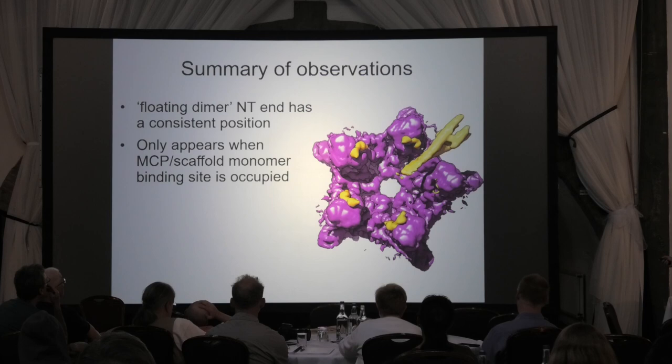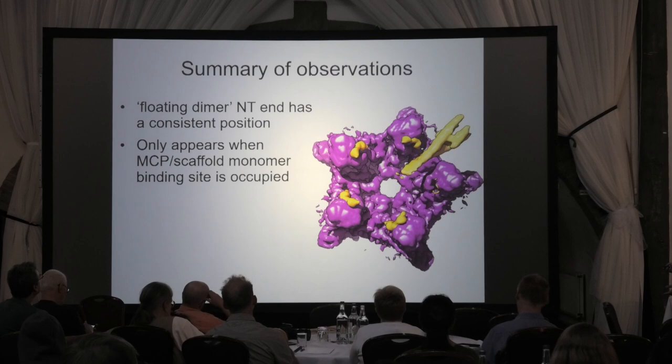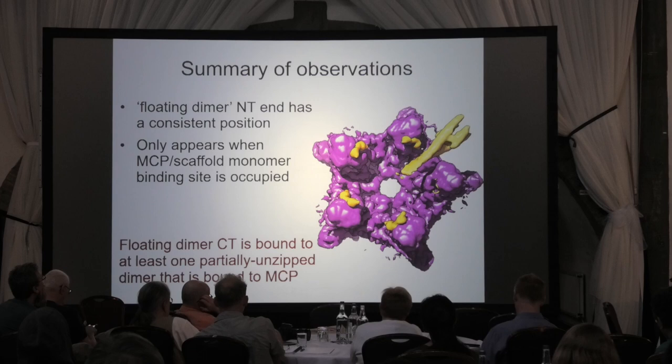So also, we have these floating dimers. They are stable enough that we can reconstruct them. They have a consistent position, but there doesn't seem to be anything connecting them to the capsid at large. But something must be holding them there. And also, they only appear when we see density in some of these monomer binding sites on this capsid. So we conclude that while the particular arrangement of it isn't certain, this dimer is oligomerized to other dimers which have unraveled and are bound to the MCP, at least one, and presumably more than one for it to have a specific position.